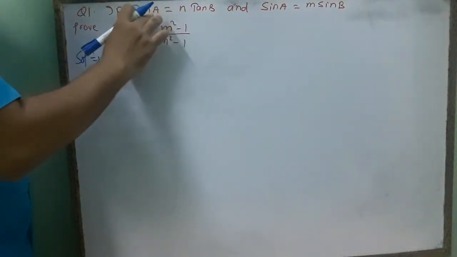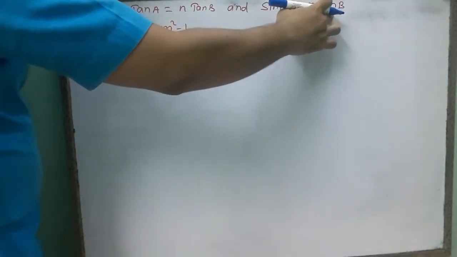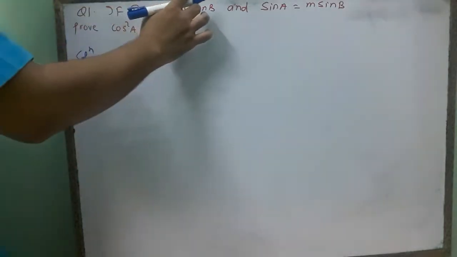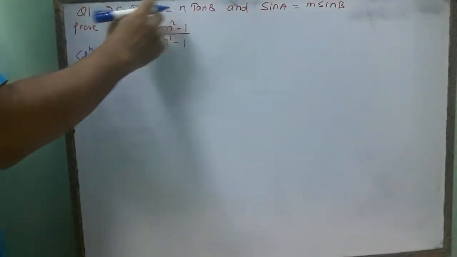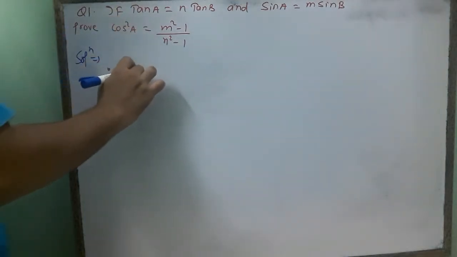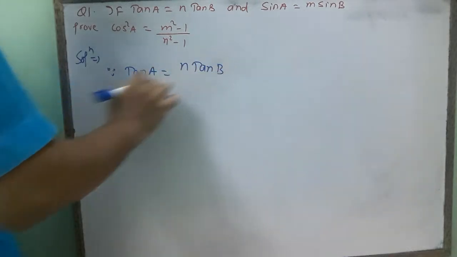I will suggest that here it is a, so you have to find the value of b in terms of angle a. Here also you have to find this b in terms of a. So first we will try to find the value of tan b, or whatever, b in terms of a.